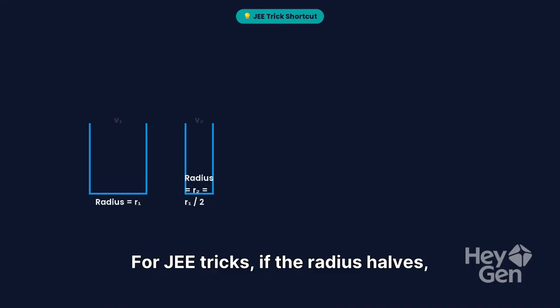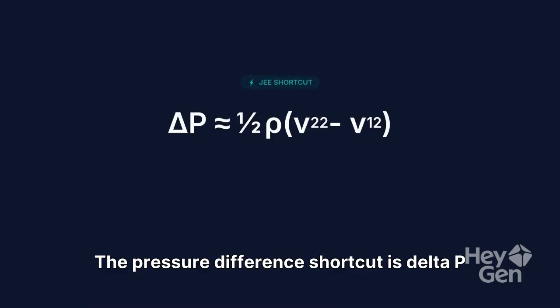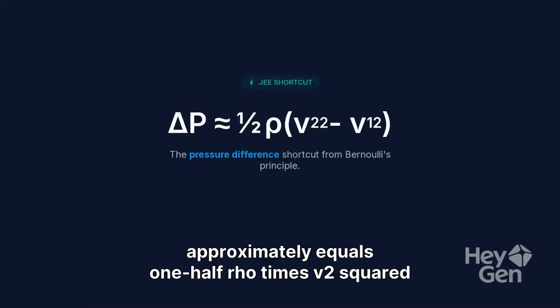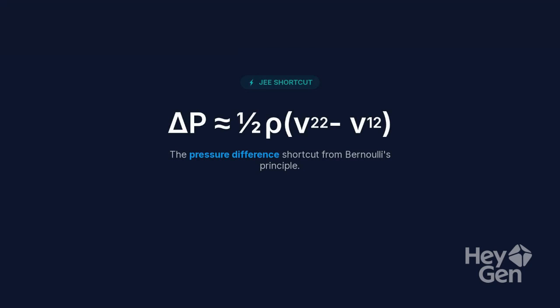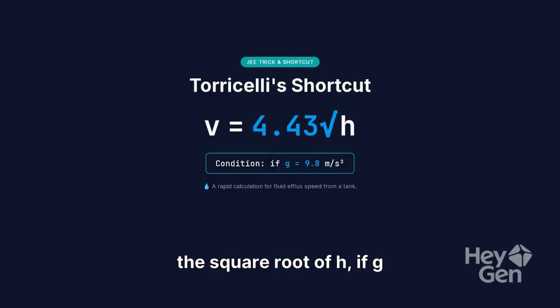For JEE tricks, if the radius halves, velocity v2 equals 4 times velocity v1. The pressure difference shortcut is delta P approximately equals 1/2 rho times (V2 squared minus V1 squared). And for Torricelli, V equals 4.43 times the square root of H if g equals 9.8.